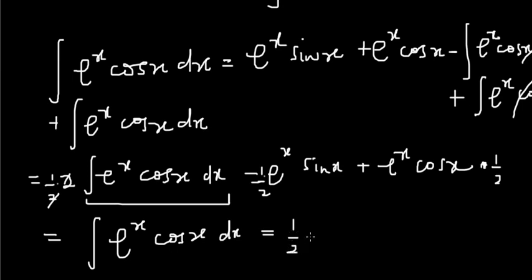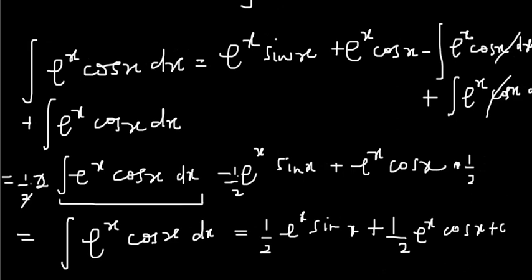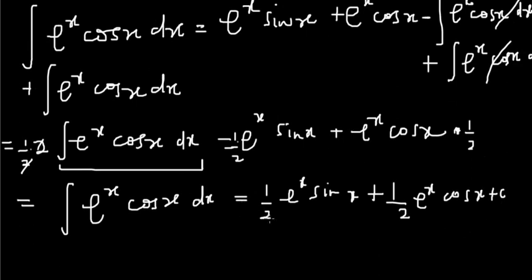Now our final answer will be 1 over 2 e exponent x sine of x, okay, plus 1 over 2 e exponent x cos of x plus C. So this will be your final answer, okay? You could either try to factorize 1 over 2 e exponent x out, and then you end up with sine of x plus cos of x, and then outside the bracket you end up with plus C. But it all depends on you, okay?